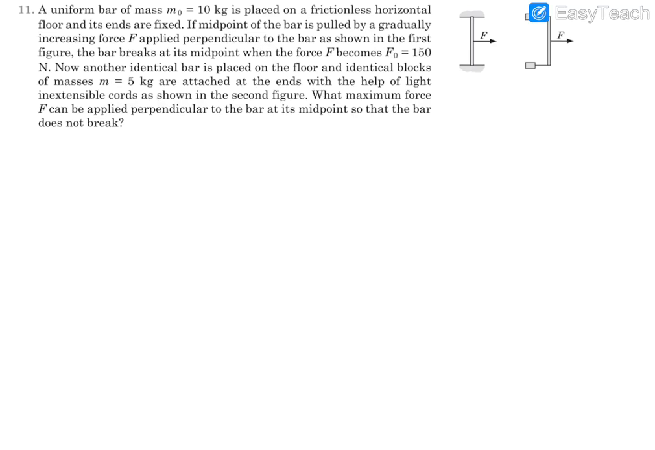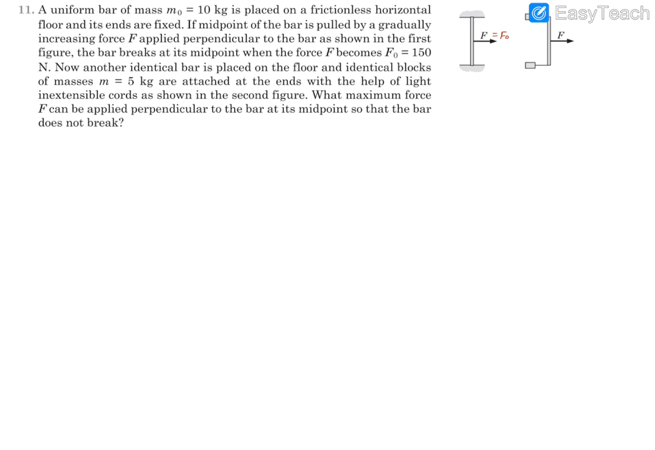Let's consider the 11th problem. You can read over here and let me explain what it says. It says that there is a bar which is uniform and it is fixed at these two ends, and you are pulling by a certain force like this. Now this force is gradually increasing. When you keep on increasing this force, there is a value called F naught. When it reaches F naught, which is 150 Newton, then this bar breaks.